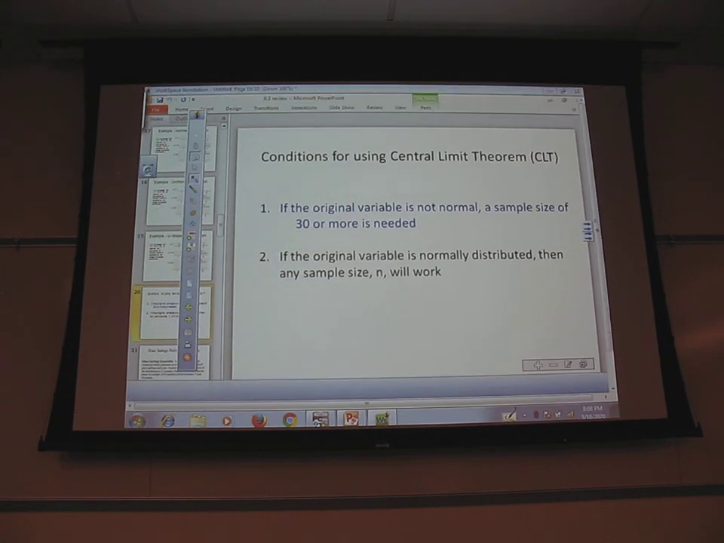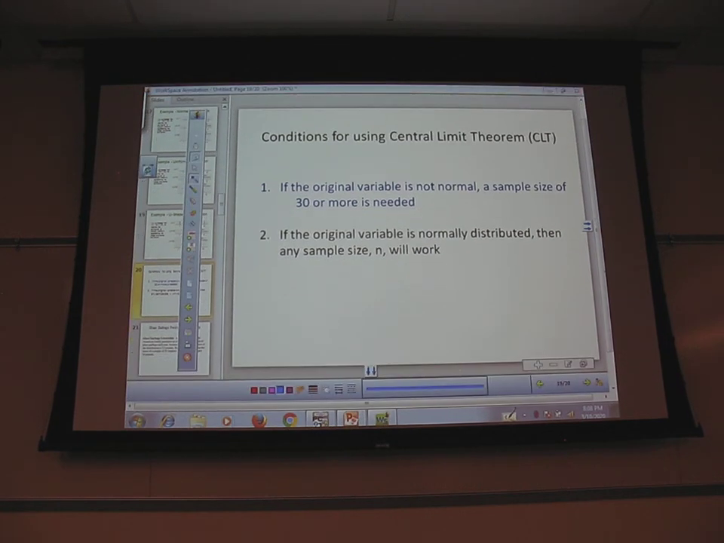So here are some conditions for it. Gabe, go ahead. If the original variable is not normal, a sample size of 30 or more is needed. And if the original variable is normally distributed, then any sample size n will work. Right, so if it's normal already, then it doesn't matter. It stays normal.